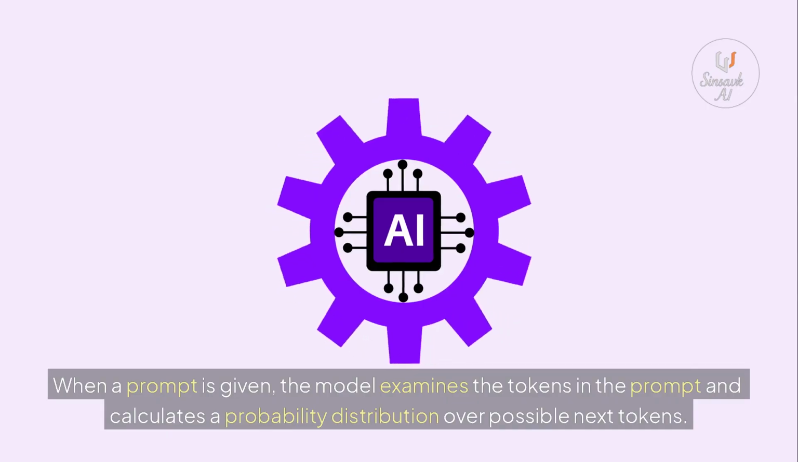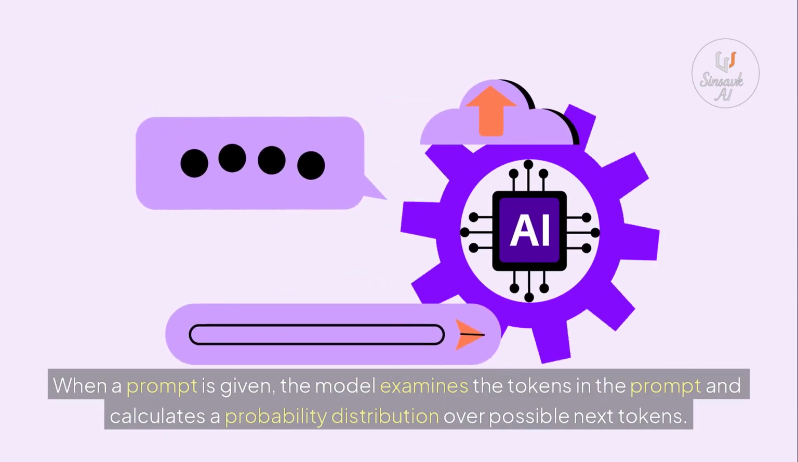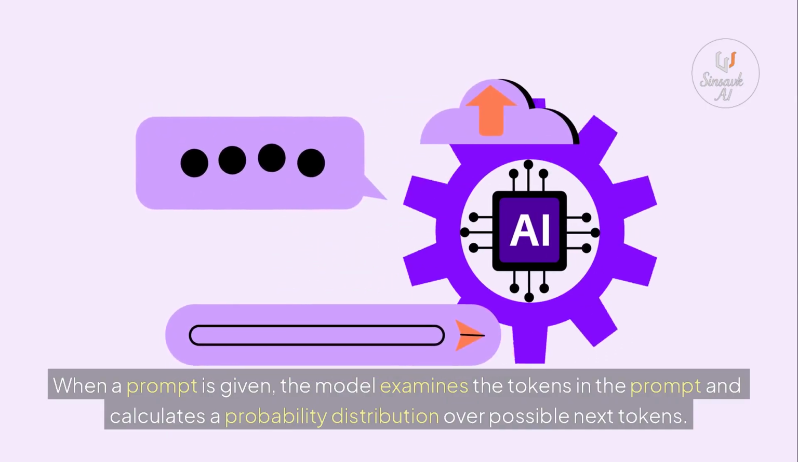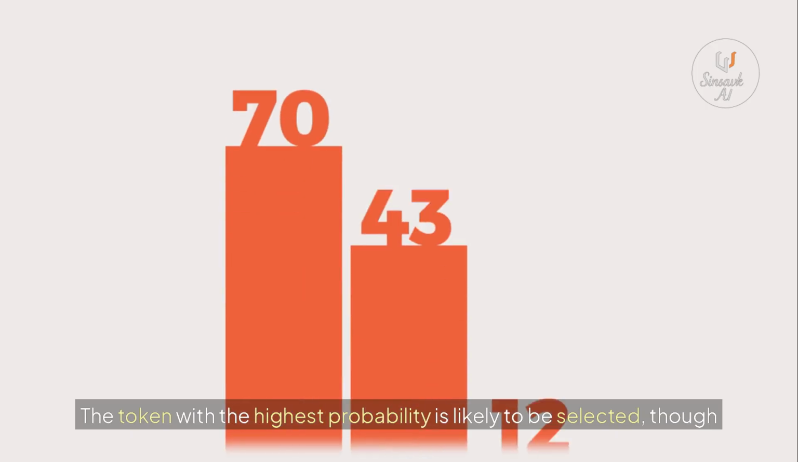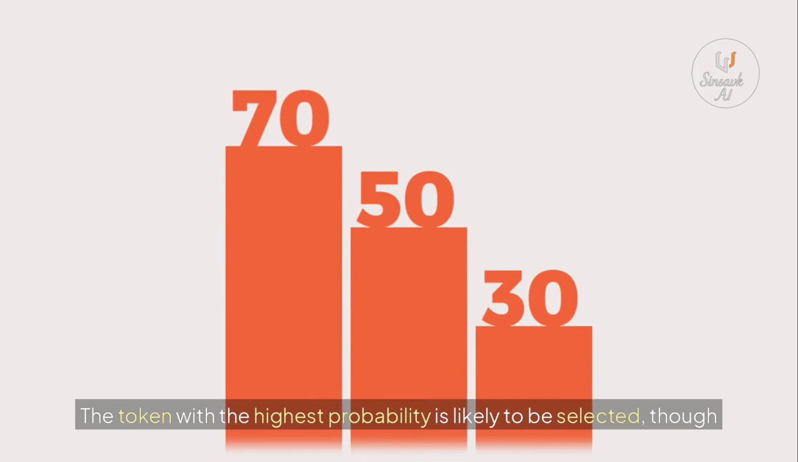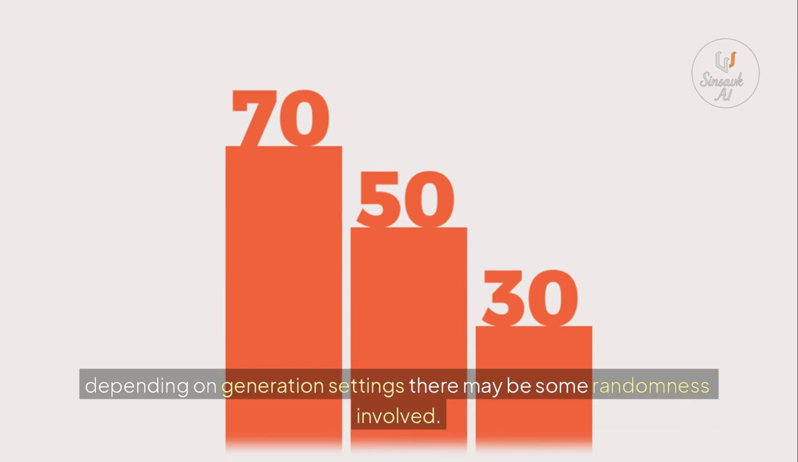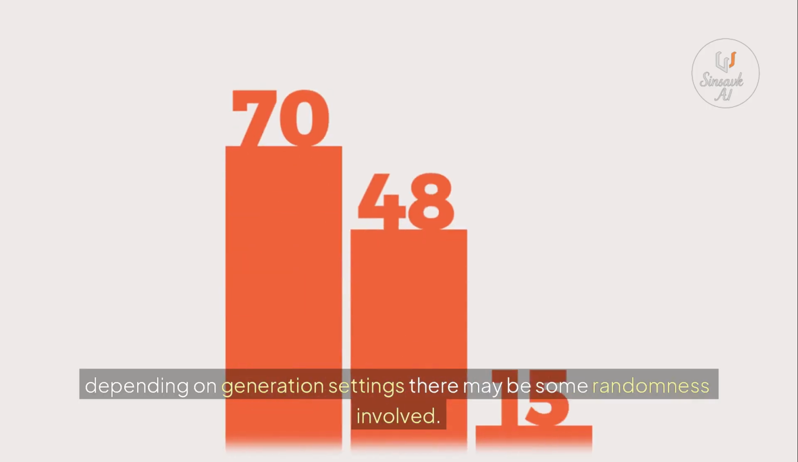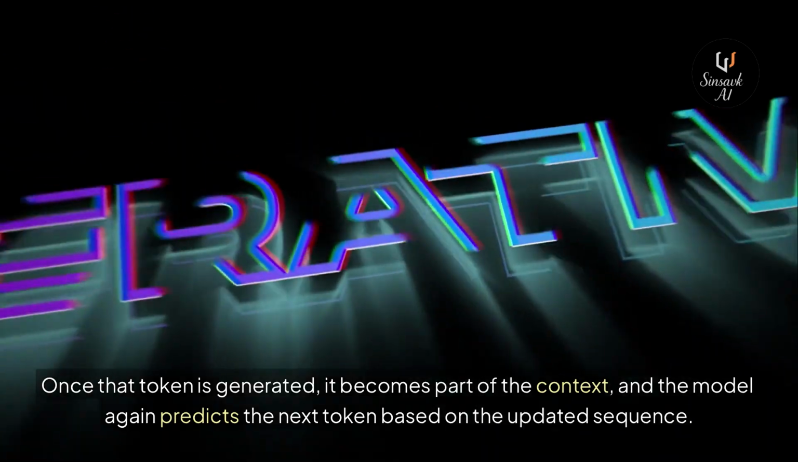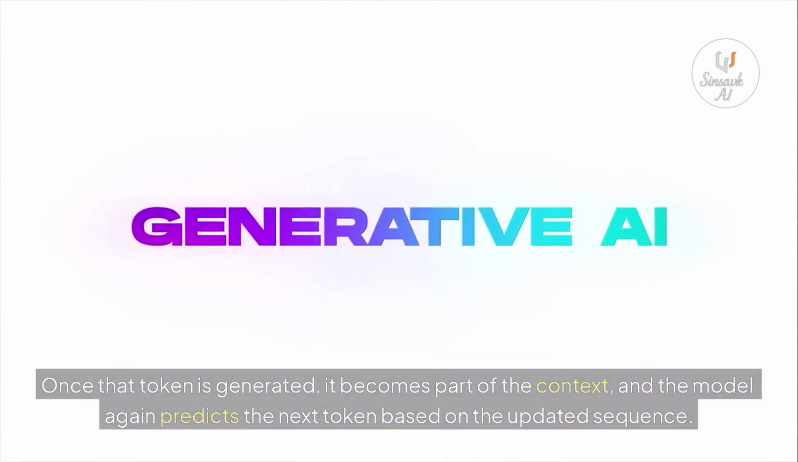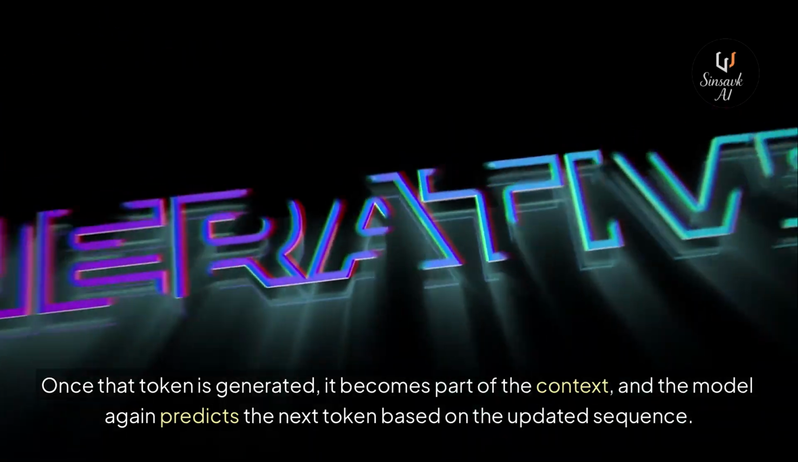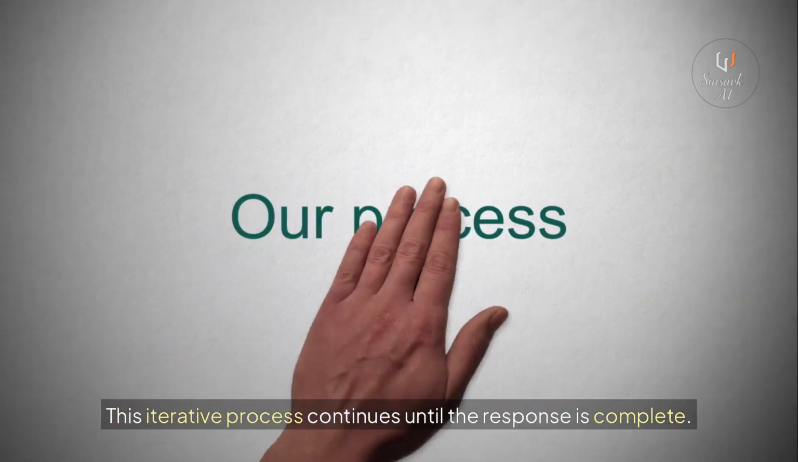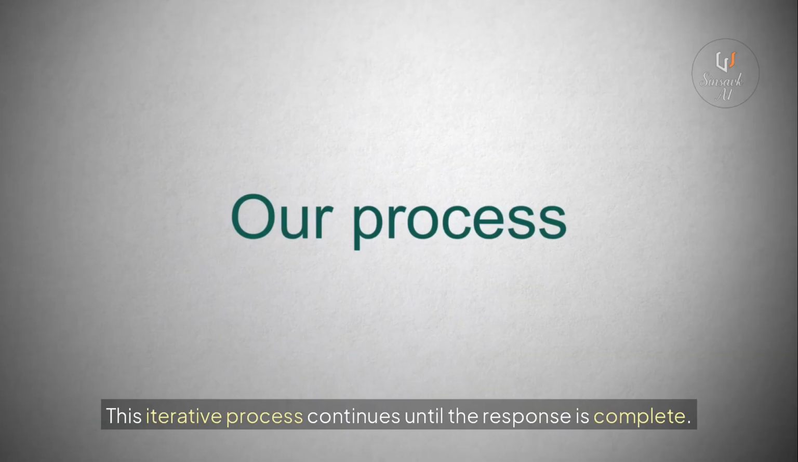When a prompt is given, the model examines the tokens in the prompt and calculates a probability distribution over possible next tokens. The token with the highest probability is likely to be selected, though depending on generation settings there may be some randomness involved. Once that token is generated, it becomes part of the context, and the model again predicts the next token based on the updated sequence. This iterative process continues until the response is complete.